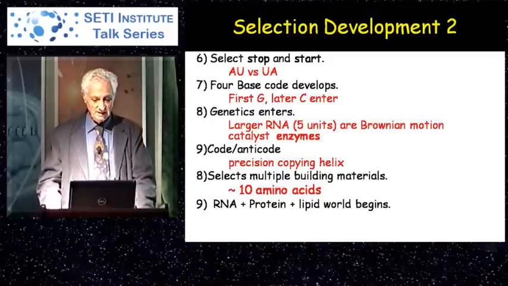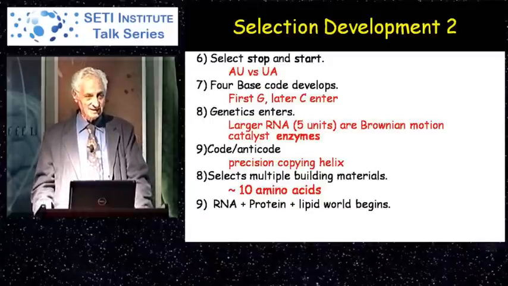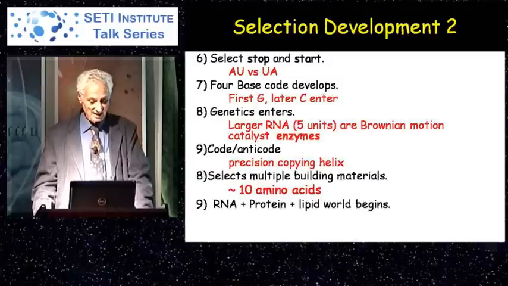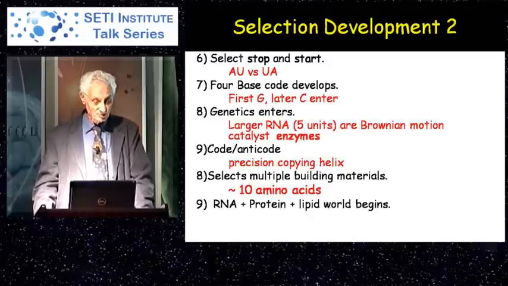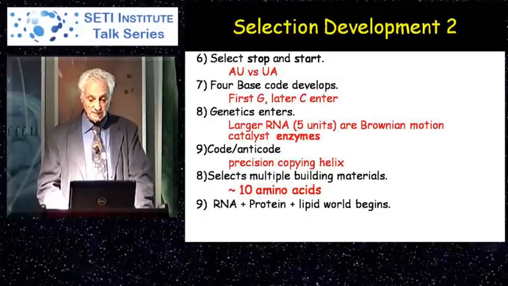So, if you will, going back on our selection, we had to go through stop and start, had to develop four bases, had to have genetics enter by having small RNA enzymes with code and anticode. We got copying of those, and we got selection. Only a 10 amino acid group, but it's enough to get going, and an RNA, protein, and lipid world could begin.